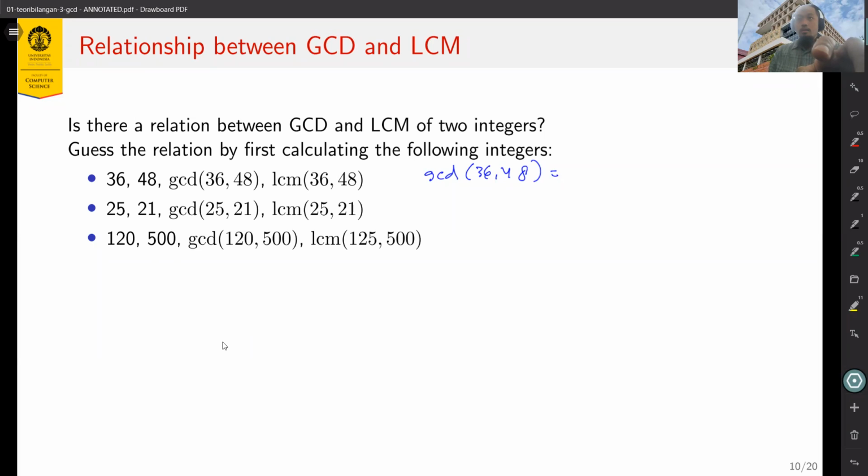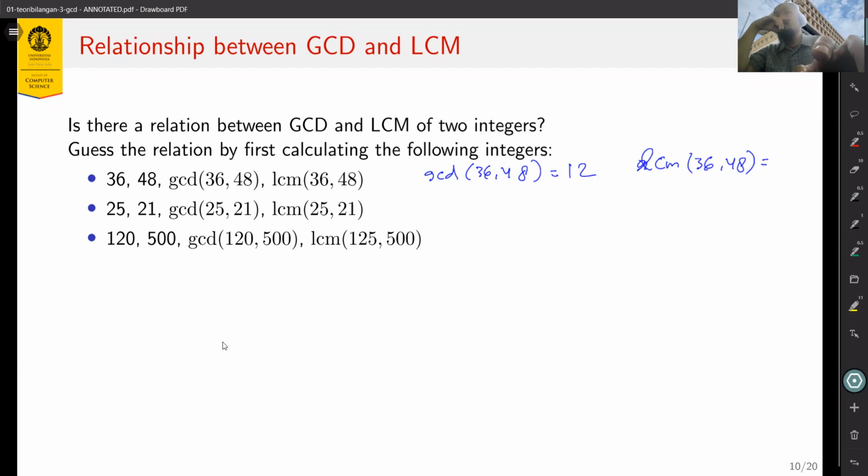36 is 6 squared, right? So it's divisible by 6. 48 is 6 times 8. So it's divisible by 6 as well, but both of them are divisible by 12. So that means this is 12. Yeah. 12 times 3, and then 12 times 4, right? And then, whereas GCD, so LCM of 36 and 48, yeah. What is that? What is the LCM? 144. 144, correct.